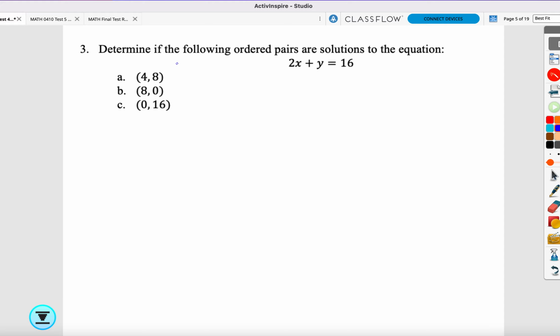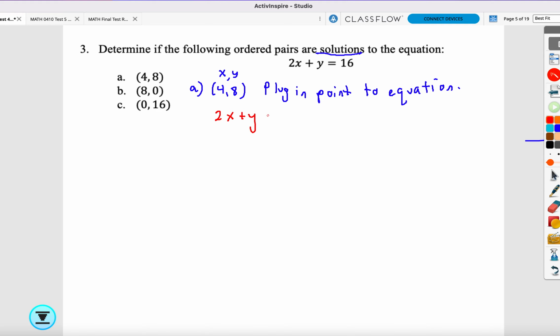Determine if the following ordered pairs are solutions to the equation here. So we're going to test 4a, which is 4, 8. This is x, y. So we're going to plug these points into the equation. If it's a true statement, if the left equals the right, it is a solution. If the left does not equal the right, then it's not a solution. So we have the equation 2x plus y equals 16.